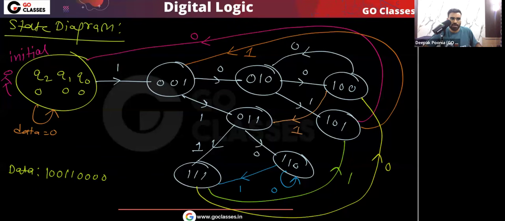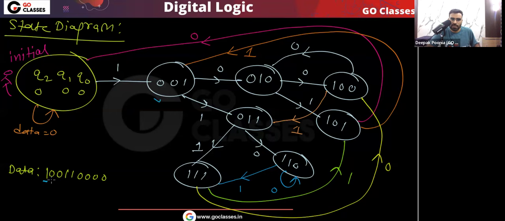Okay, yes or no? Now just tell me, very simple question I am asking. This is your present state, or I can say this is your initial state. You are standing here. So when you see 1, where will you go? When you see 1, from this state on 1 we will go to state 1. Now we are here, which means after 1 clock cycle we will be here.